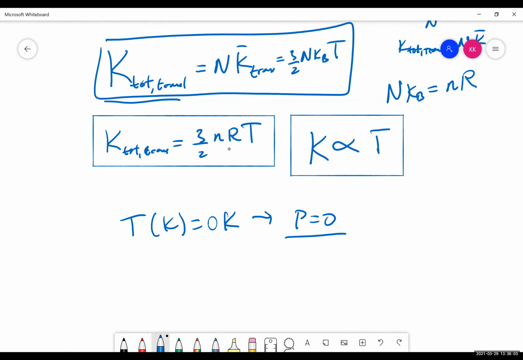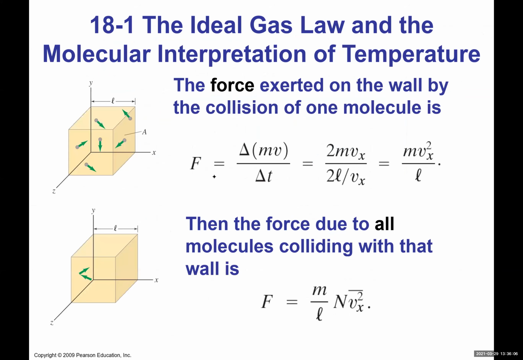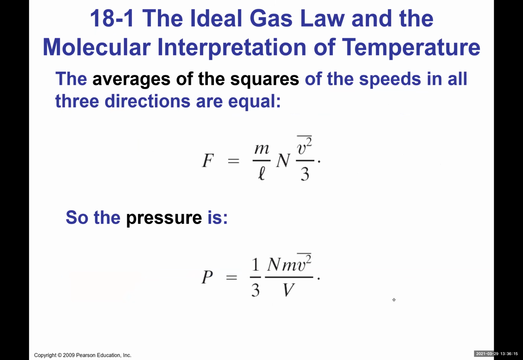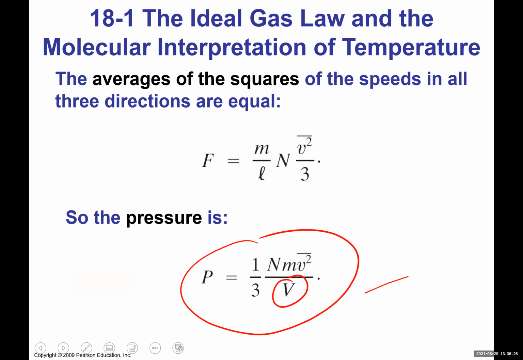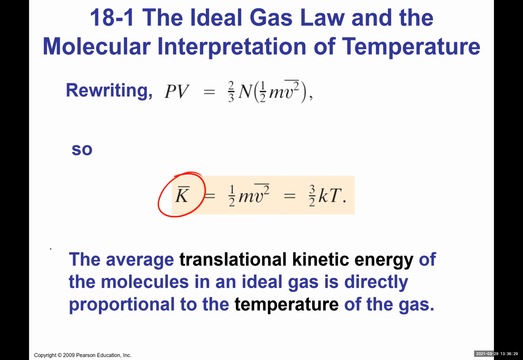Let's go back to the lecture. This is pretty much what the few slides describe, but I wanted to give you a more in-depth look at those equations. Why do we have 1/3 times the number of molecules N times m times v squared over volume? How did we get that, and how do we eventually end up with the average kinetic energy, 1/2 m times the average v squared equals 3/2 kT? That means the average kinetic energy is proportional to the temperature, because 3/2 k is just a constant.